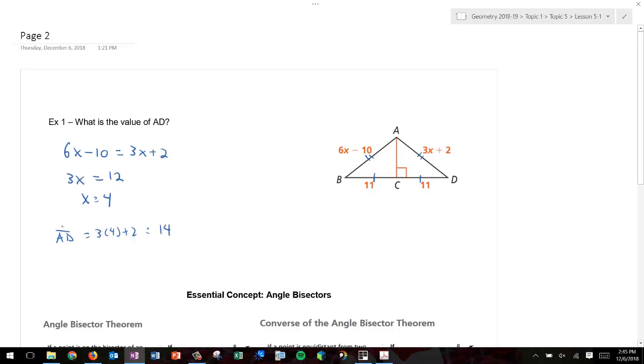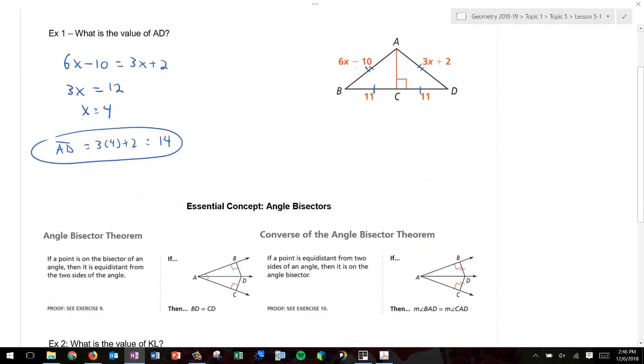Okay, welcome back in. So as you can see, I worked down and I found that x equaled 4, and then by doing a little bit of plugging back in to get the value of AD, I got AD was 14. So knowing that you've got this bisector piece and the perpendicular piece allowing us to solve those other sides is really the main application for a perpendicular bisector for us.